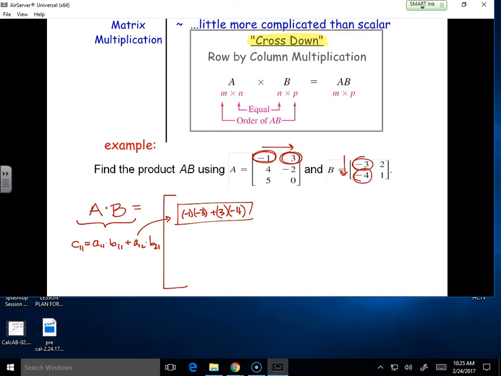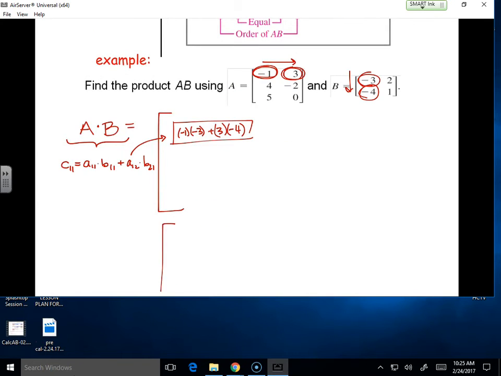Now, when you actually do that, and if you're doing mental math, you can say, oh, no big deal. That's going to end up being, in your head, +3 minus 12, which would be -9.